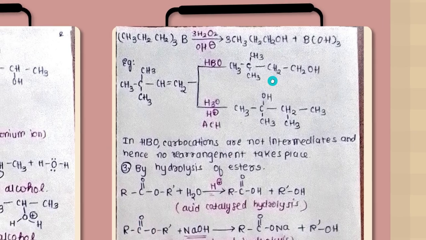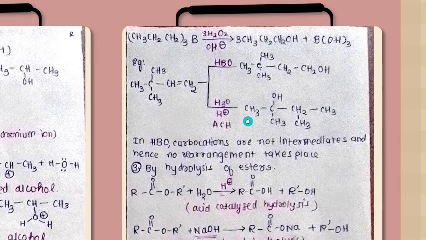Coming to the next topic. Now what we wanted finally, we want alcohol, right? So this trialkyl borate, we will react it with 3 moles of H2O2, which is peroxide, and OH minus ions. So we will finally get 3 moles of CH3CH2CH2OH plus B(OH)3 thrice.